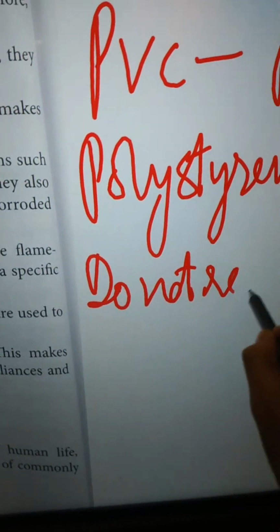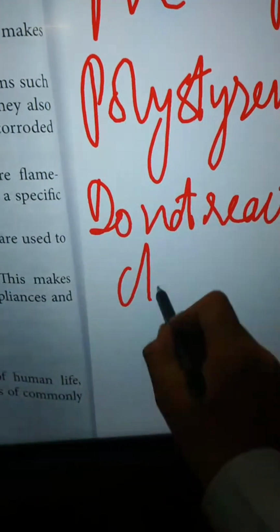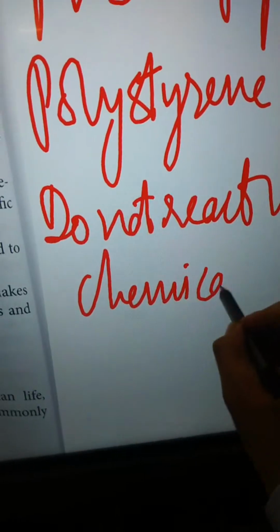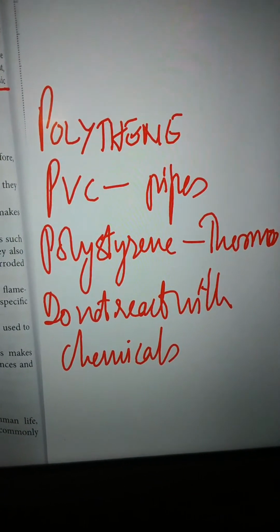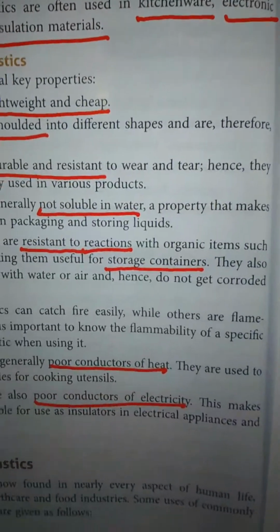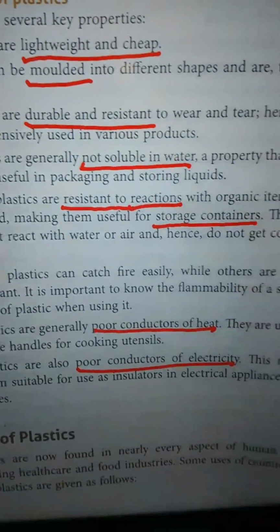Plastics do not react with chemicals. That is why they are used. That is why we use them for storing things. Some plastics catch fire while others are flame resistant.